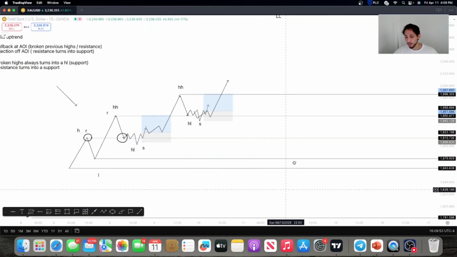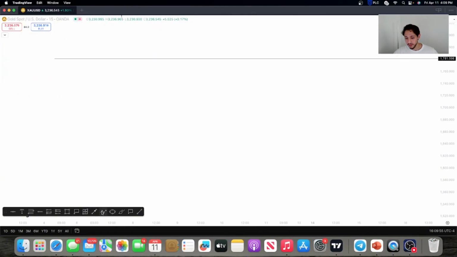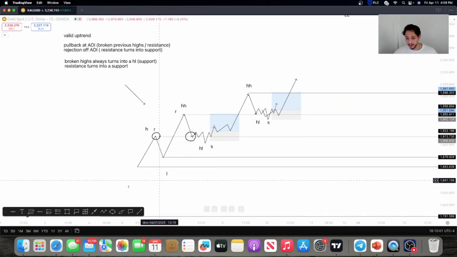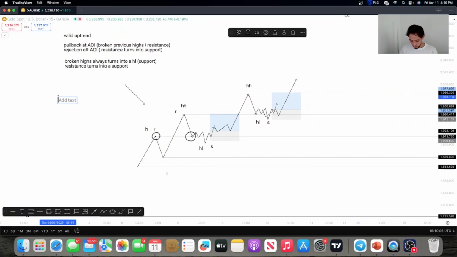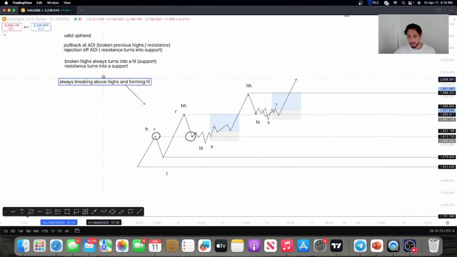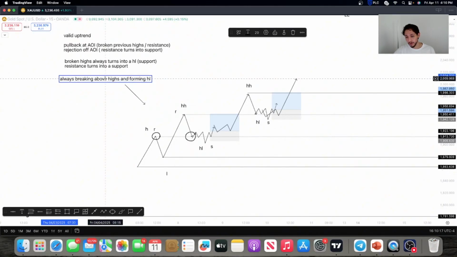Right now we're going over the opposite, which is a downtrend. In a downtrend, we're creating lower lows and lower highs, right? Oh, another thing I forgot to mention over here is that in an uptrend, we're always breaking above highs and forming higher lows, right? So always breaking above highs. Highs turn into support, right? So that's exactly what I have over here. High turns into support. We're looking for buying positions.